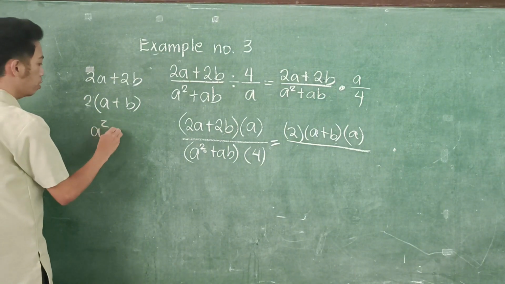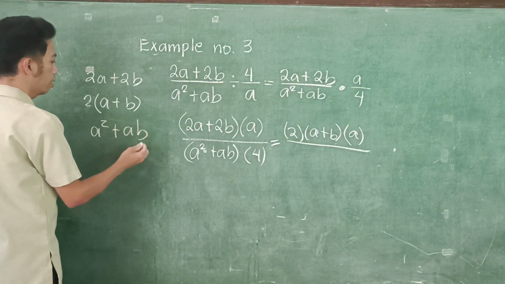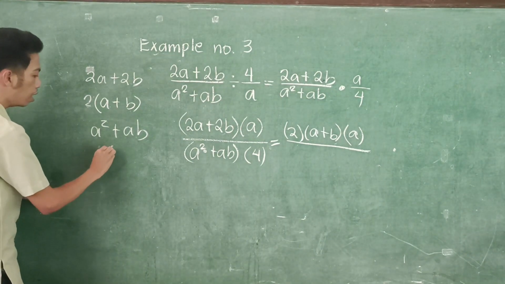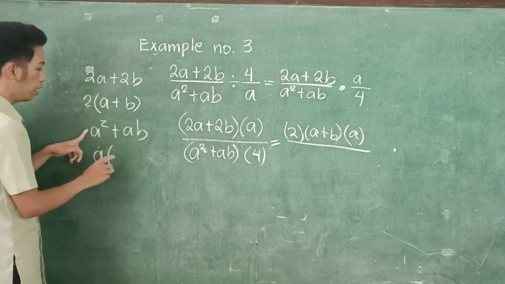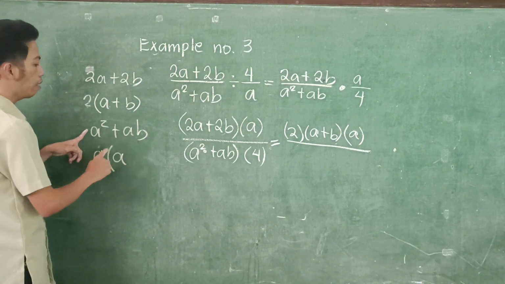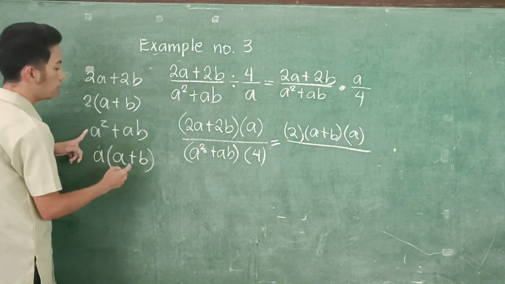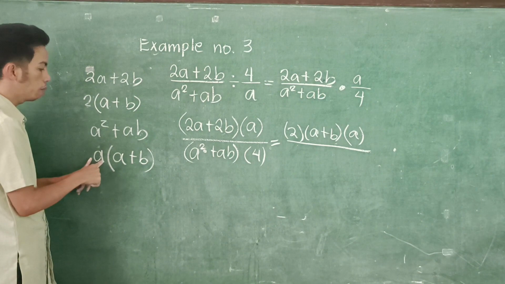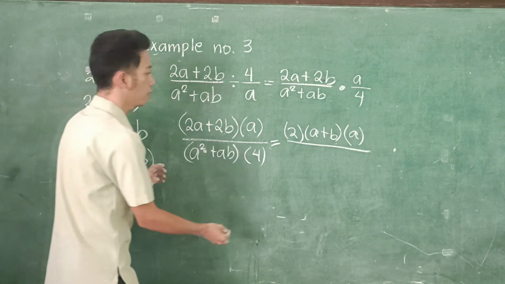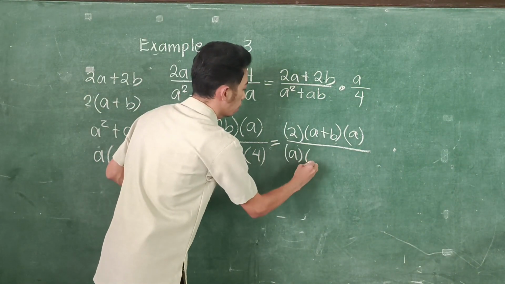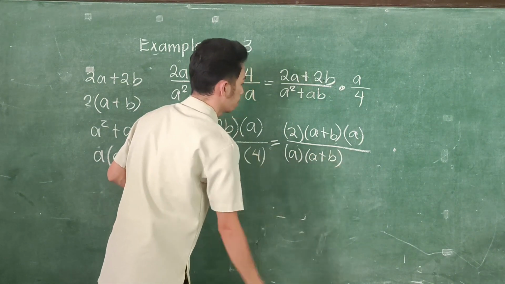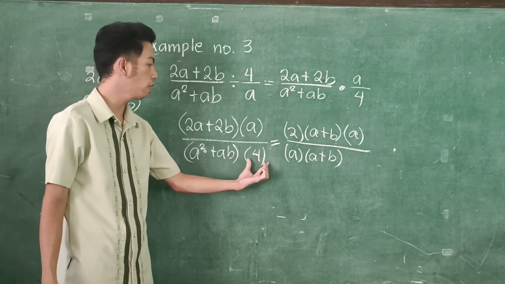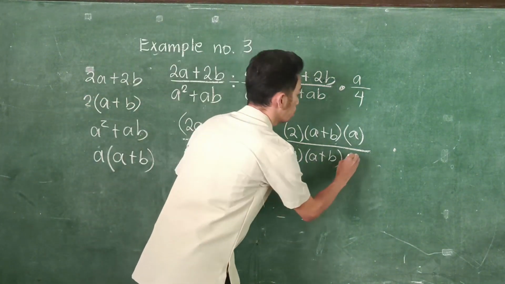So how to factor a squared plus ab? The common factor in this case is a. So we will factor out a. A squared divided by a, we have a. And ab divided by a, we have positive b. So the factor of a squared plus ab is equal to a multiplied by the quantity of a plus b. And yung ating 4 ay pwede natin i-factor ulit. So anong factor ng 4? That is 2 times 2.